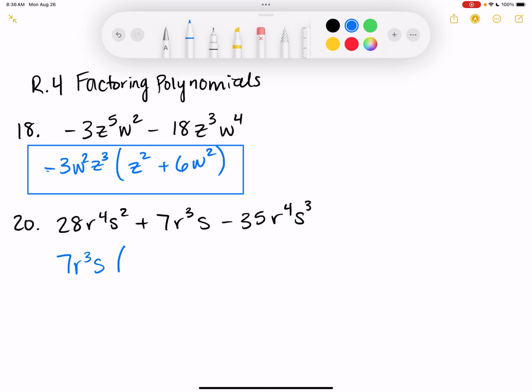So then when I do that, what am I left with in this piece when all of this has been factored out? Yeah, 4rs. What about this second piece? 1. So if I take something out, I've got to make sure there's still a 1 there for it to be multiplied by, because if we were to distribute everything back through, it should look just like it did when we started. So plus 1, and then what about this minus 35 r to the 4th s cubed, if I take it out of there?